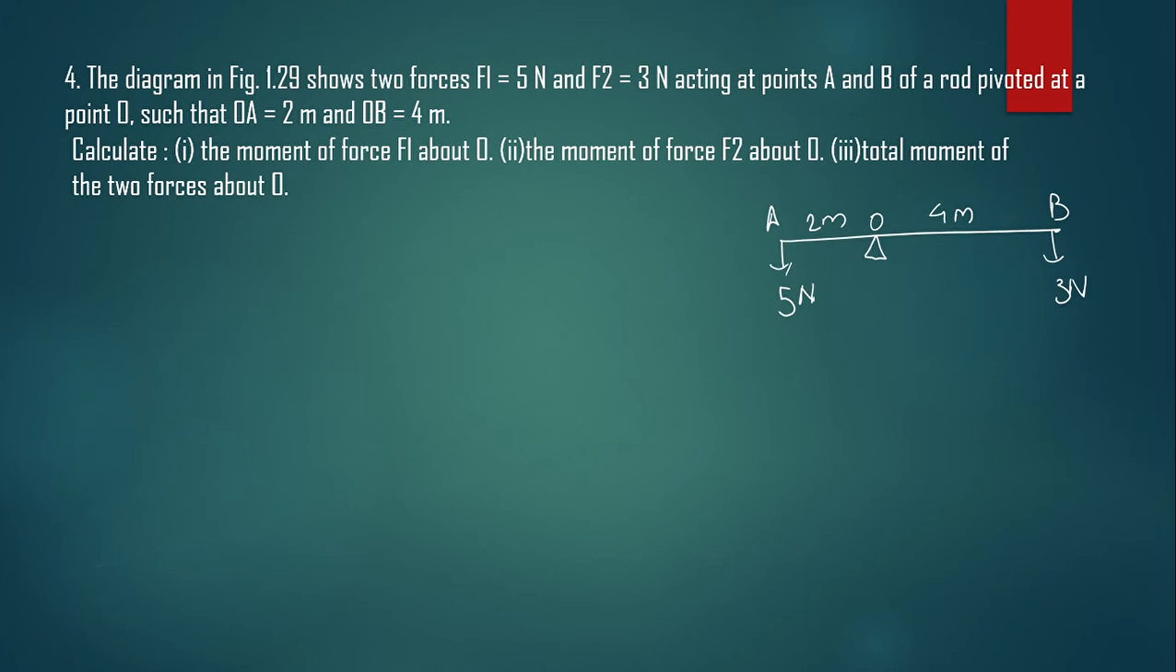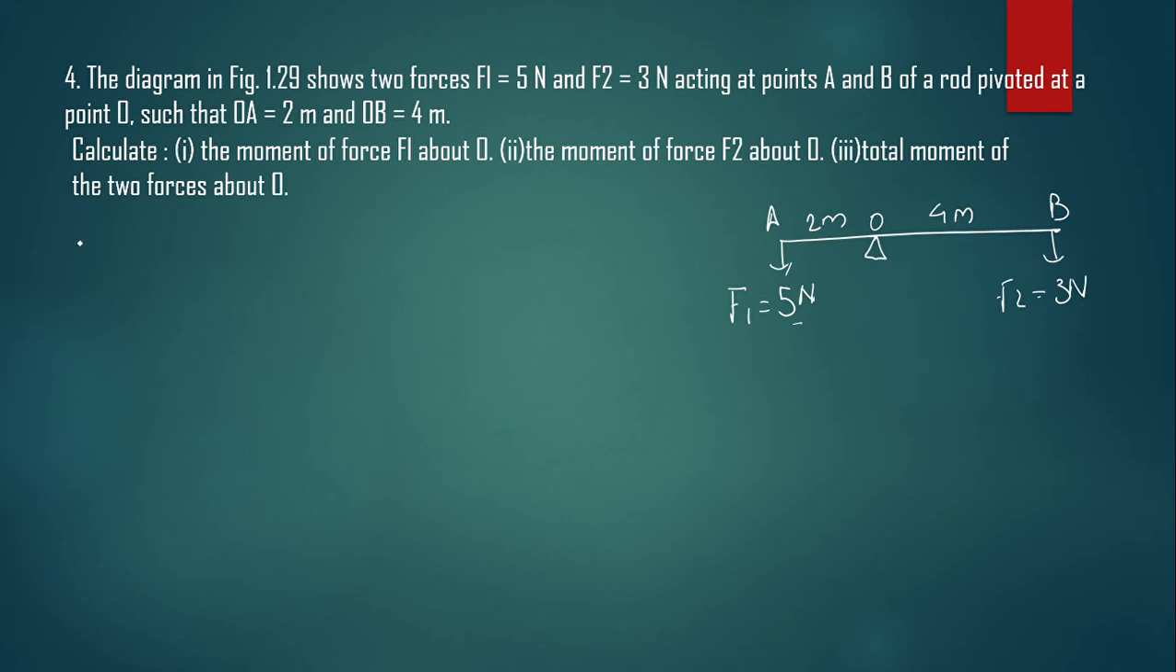Alright. So the diagram in figure 1.29 shows two forces, one of 5 Newton, the other of 3 Newton, acting at points A and B of a rod pivoted at a point O, such that OA is equal to 2 meter and OB is 4 meter. Calculate first the moment of force F1 about O. So this is F1 and this is F2. First, what is the moment of force generated by this force F1 over here at point O?